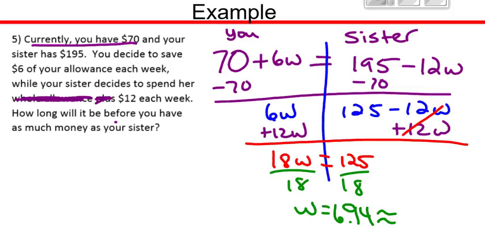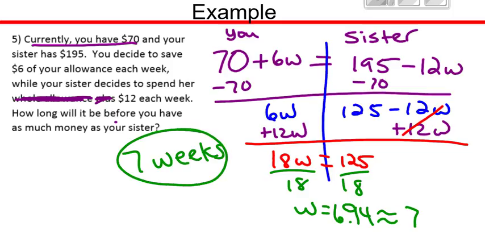So I'm going to round that. That little symbol means approximately 7. So it will take approximately 7 weeks for us to have the same amount of money, or where we will be equal.